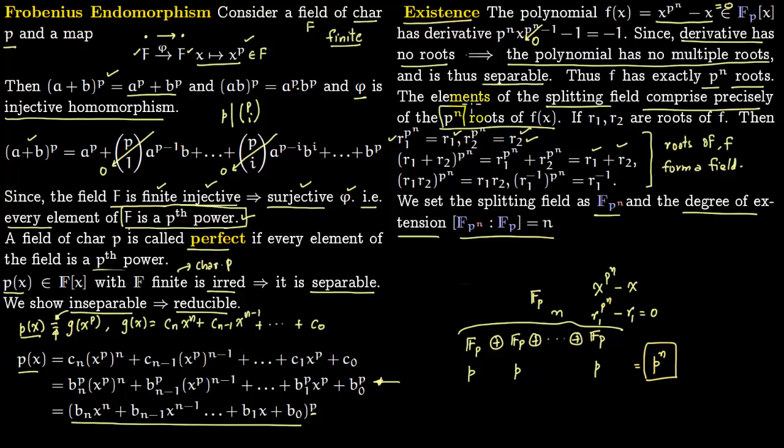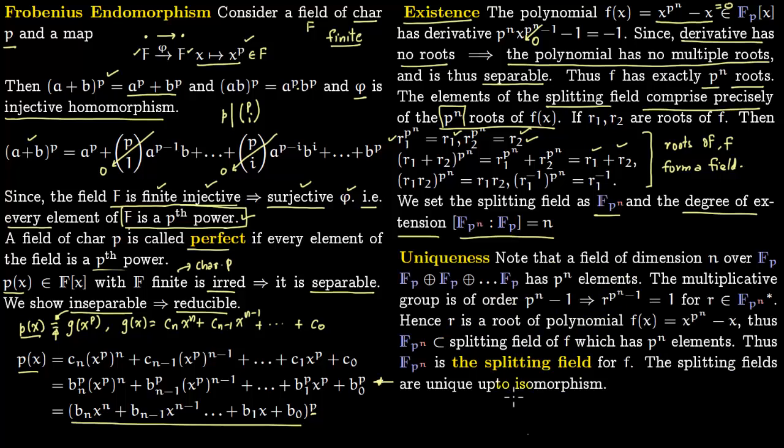So we have proven the existence, and now we prove the uniqueness, and uniqueness just follows from the uniqueness of splitting fields. So for uniqueness, you note that the field of dimension n over this finite field, you're taking the direct sum, has p to the power of n elements. So from every field you can fill the first place in p ways, second place in p ways, last place in p ways. So total number of ways is p to the power of n. So if you just skip the 0, then the multiplicative group is of order p^n minus 1. So this implies r raised to the power of p^n minus 1 is equal to 1 for r in the multiplicative group.